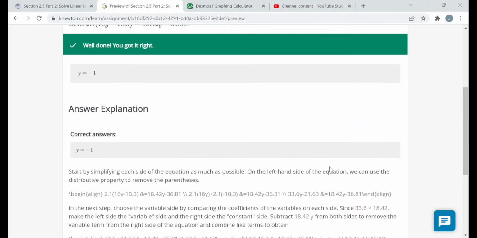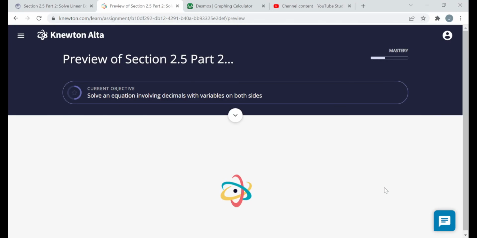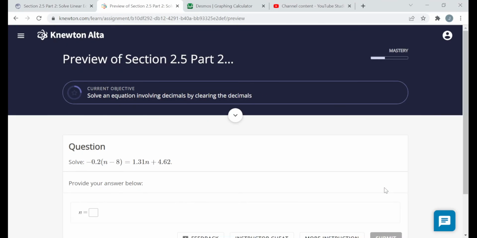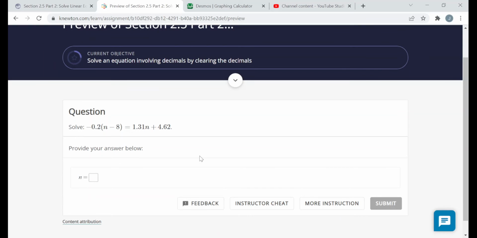Great. All right, next. All right, so now the calculator won't be as necessary here. These numbers aren't as large. So again, I'm going to write this out, and we'll do it. And I will clear decimals. I'll just clear decimals every time. Just, why not?